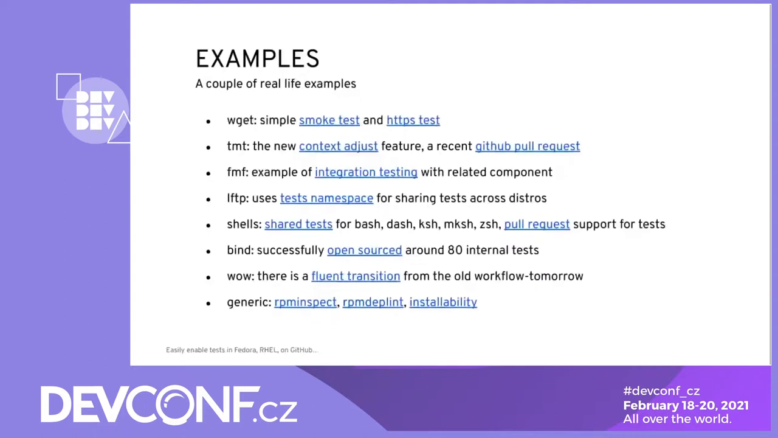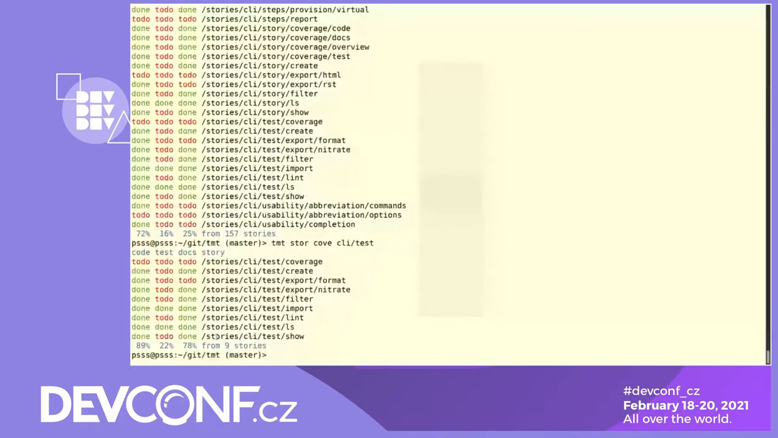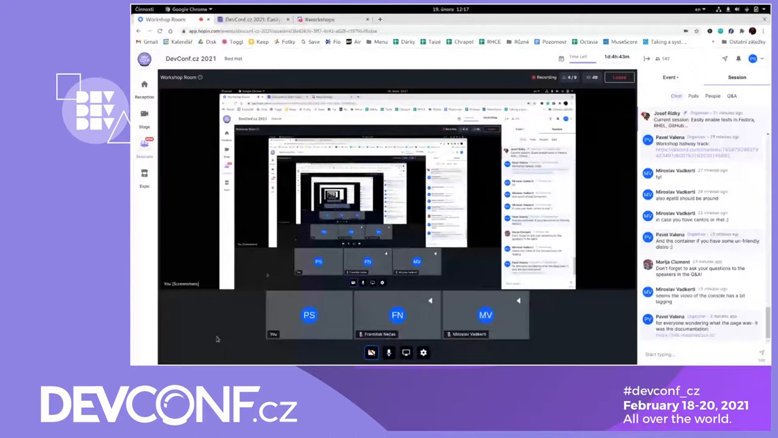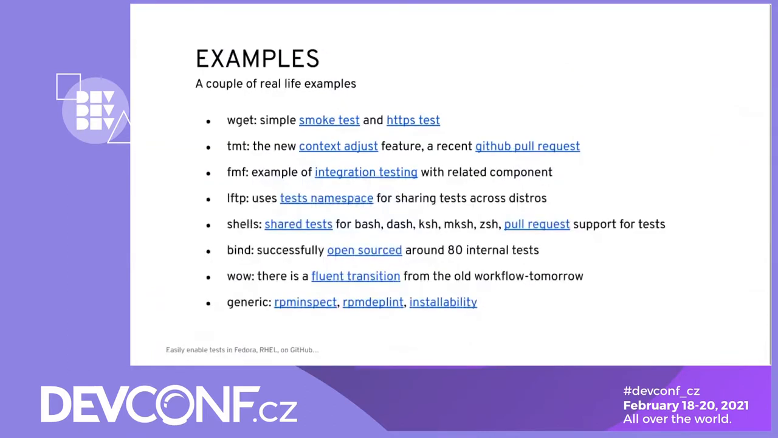I wanted to include a couple of real-life examples, but I want to ask if we want now to jump into some questions, or shall I continue with the examples? What do you say? Miro, is there any question yet? So I think we can continue, but if there is any question from the chat, I will try to answer it, or I can just interrupt and we can answer it together. Fine, good.